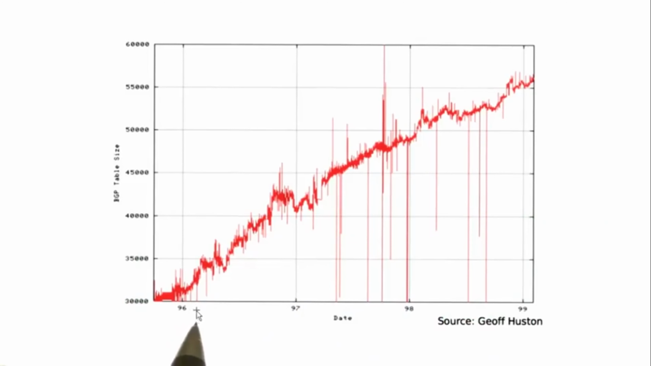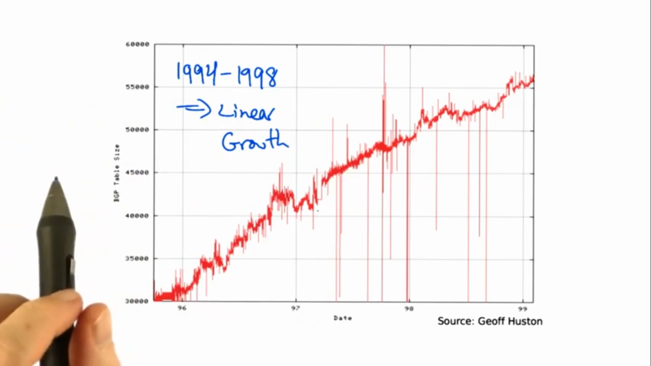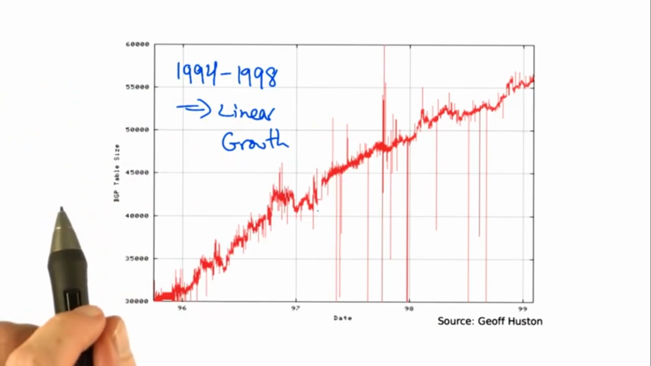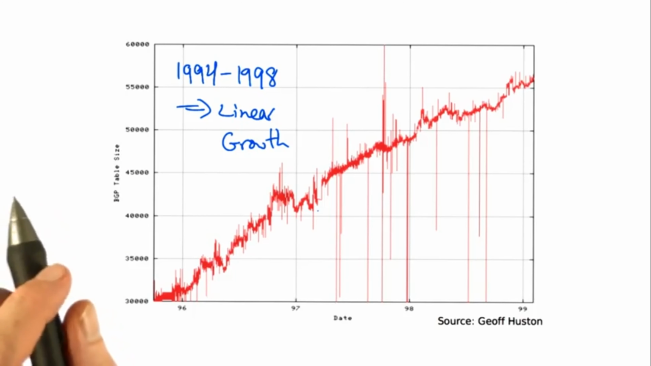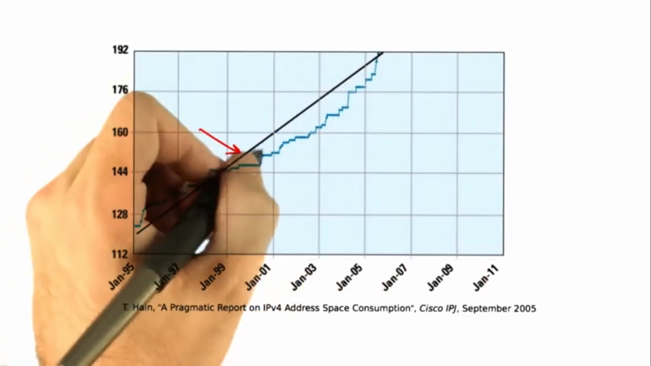Now, CIDR had a significant effect on slowing the growth of the Internet routing tables from 1994 to 1998. So from 1994 to 1998, we see roughly linear growth in the number of prefixes in the Internet routing table. Around 2000, fast growth in routing tables resumed. You can see that growth here, once again, started to pick up.